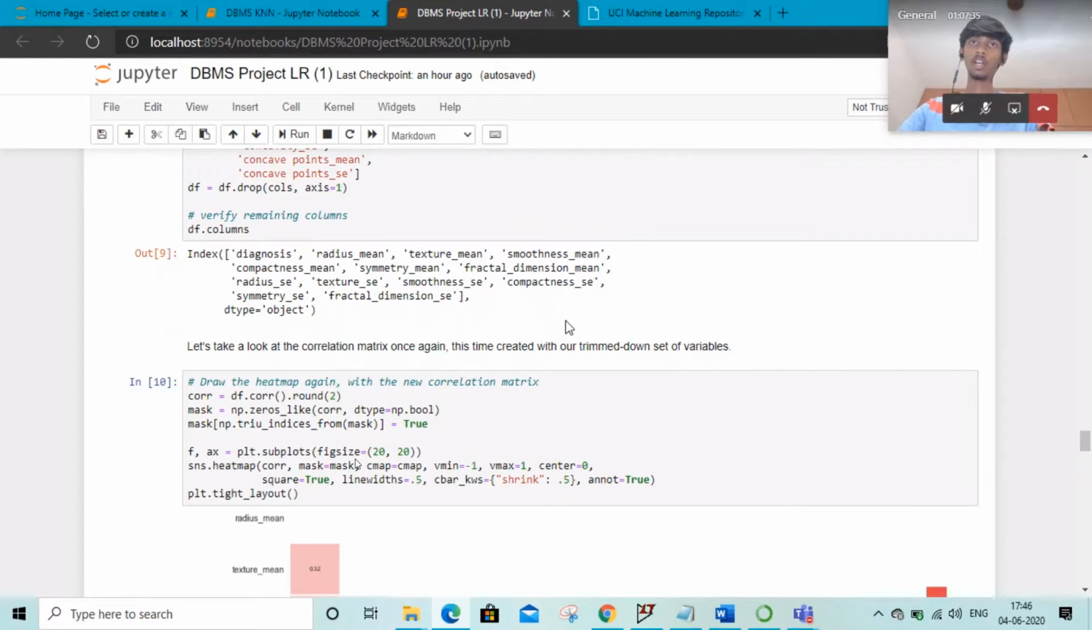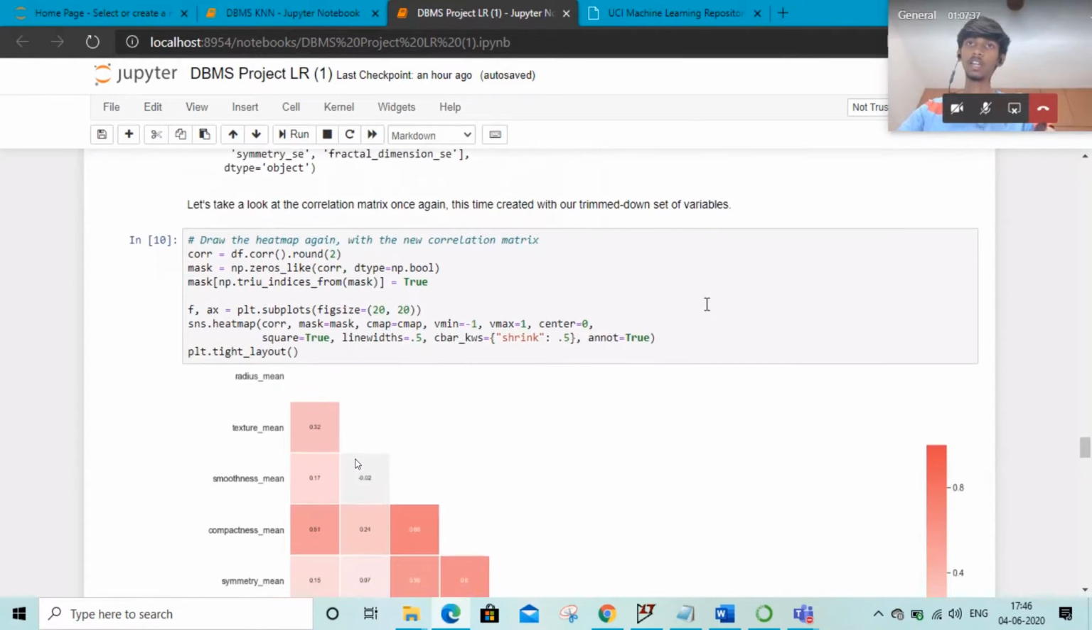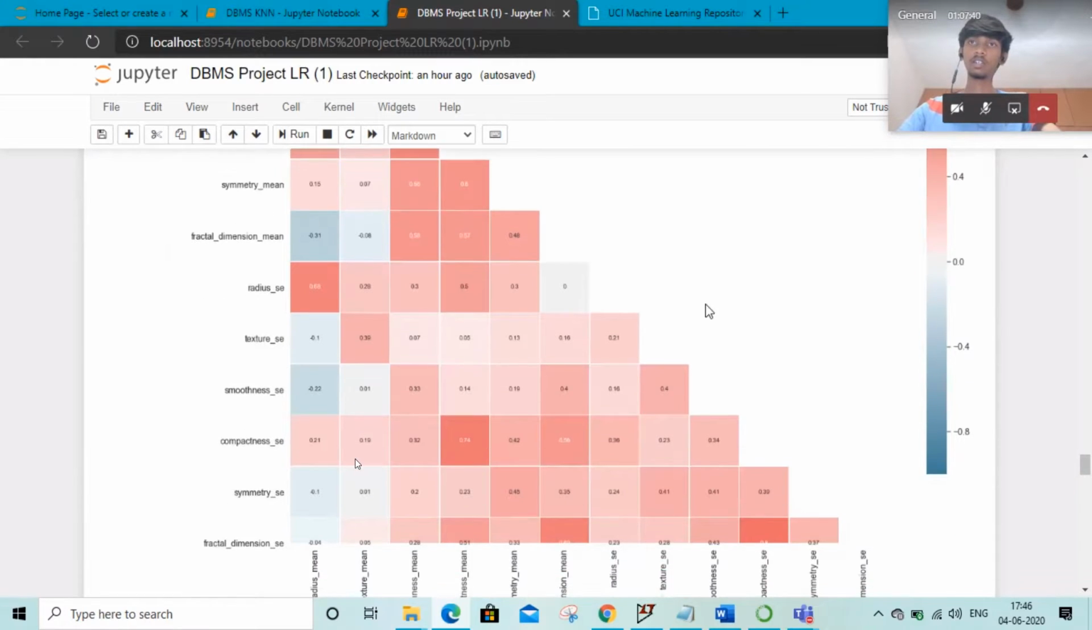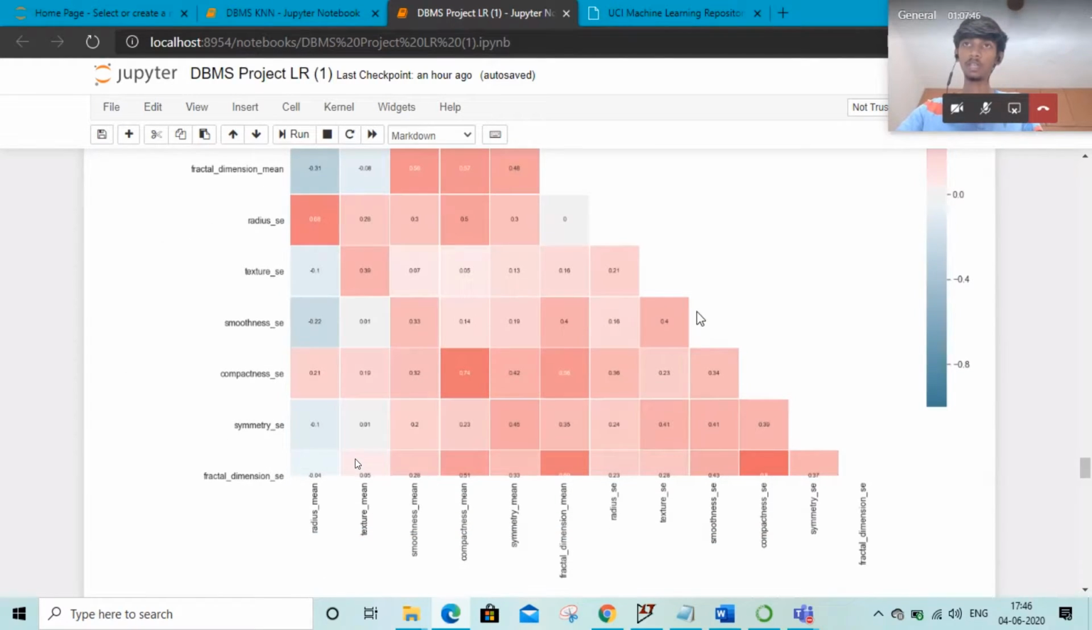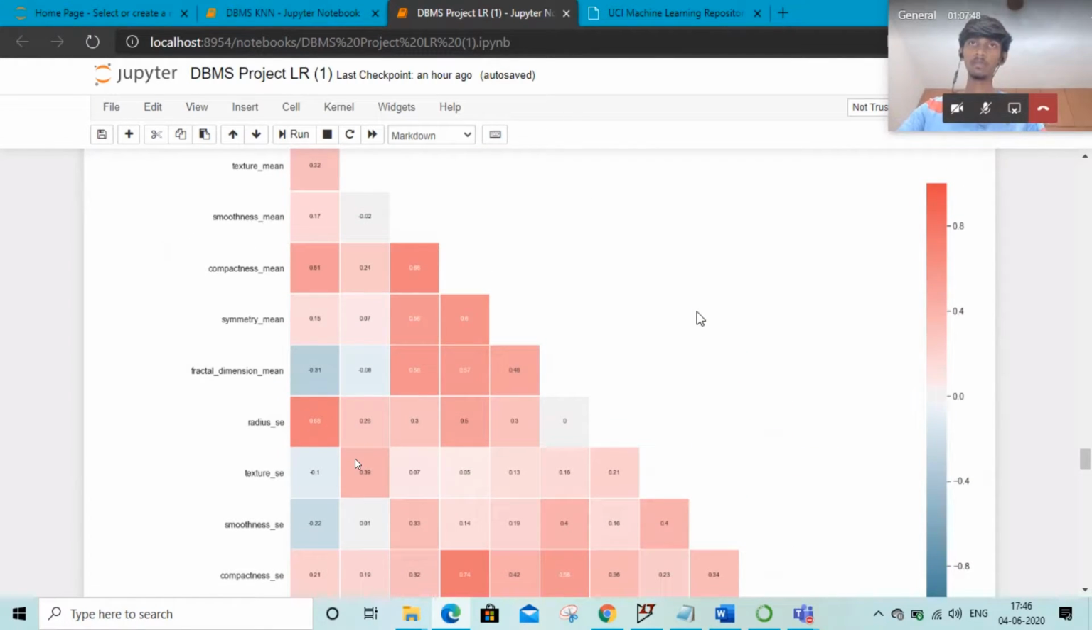So now we draw our heat map again to see how good our data set is. Now we can see that the heat map is way lighter than before, indicating that there is not much repeating data or much correlation between various data features.